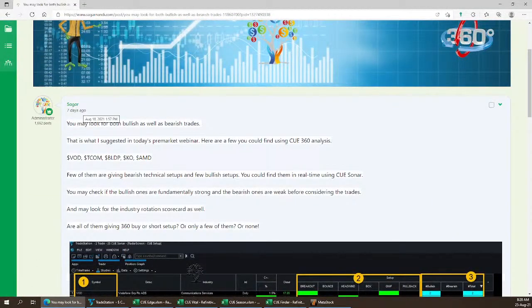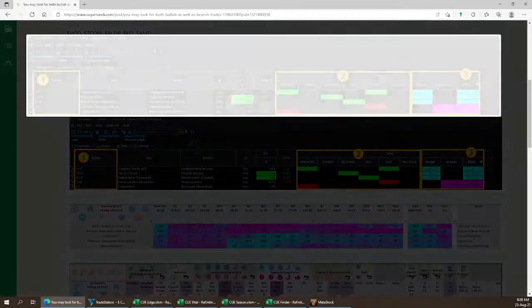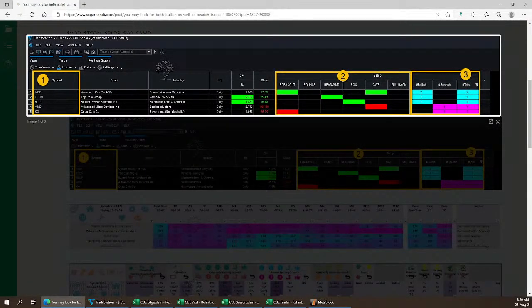That was 7 days ago on August 18. I shared a number of stocks: Vodafone, Trip.com, BLDP, Coca-Cola and AMD. I shared their live snapshots and suggested that you may look for Q360-degree trades from there. Which one was the strongest of these stocks?